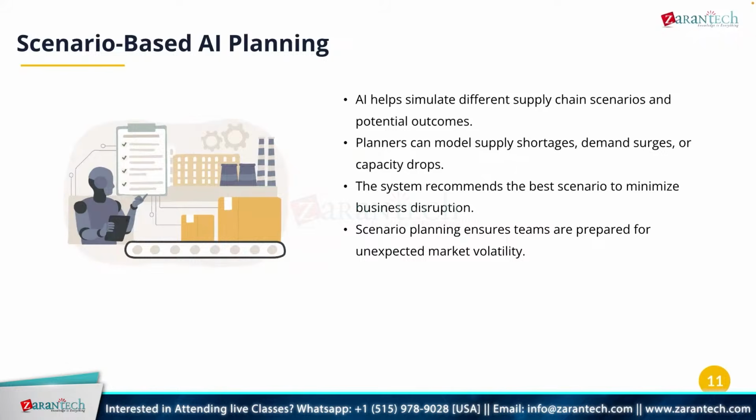Right. So why is this needed? Because traditional planning has problems. Plans are static, they cannot handle demand spikes, supply failures, or logistics disruptions. These all result in reactive firefighting.